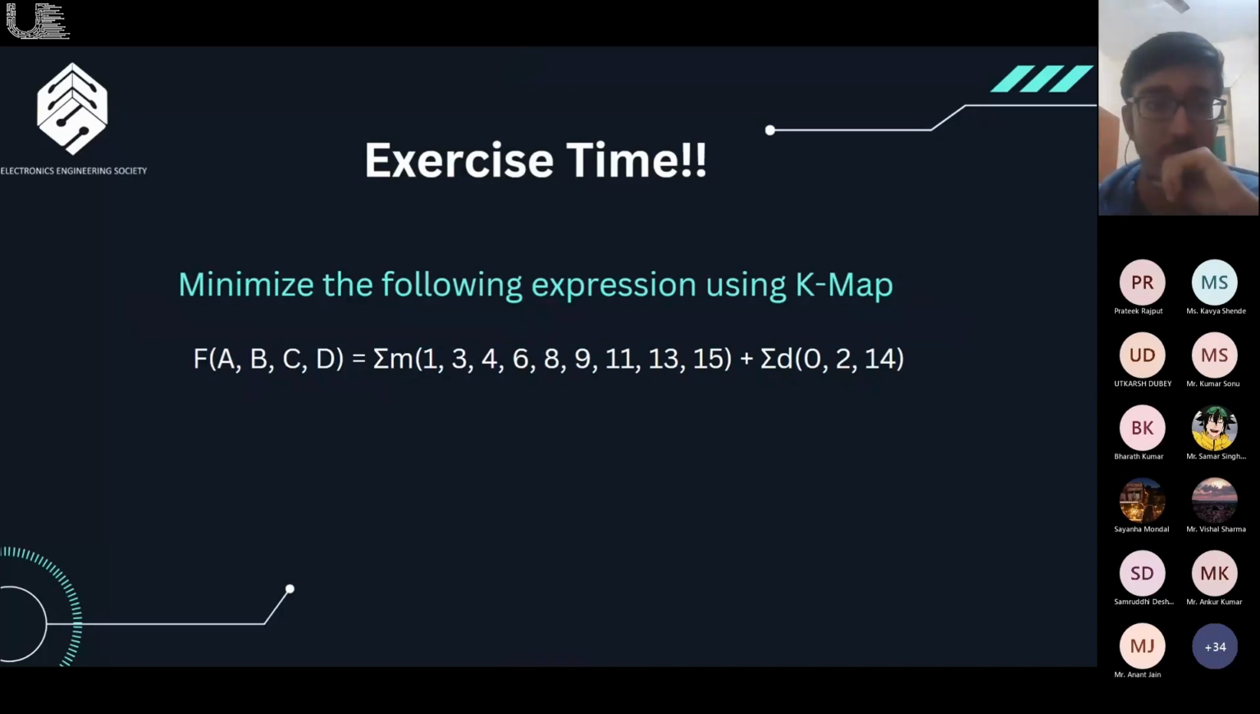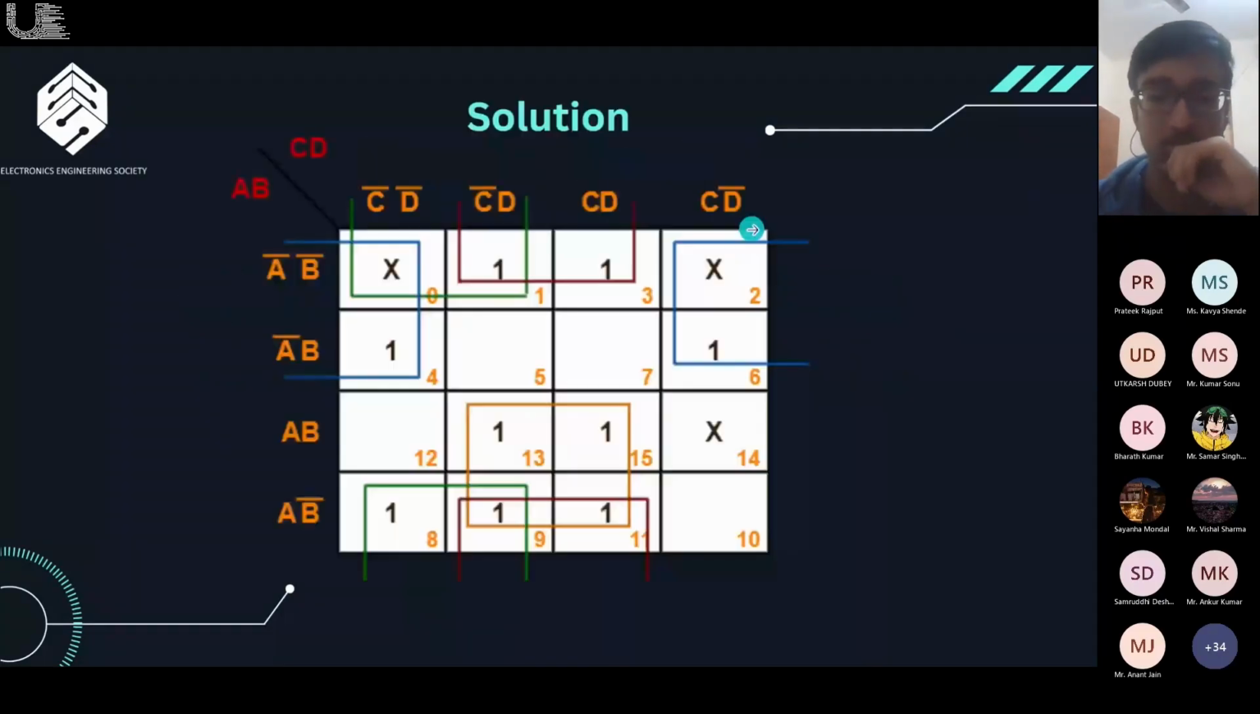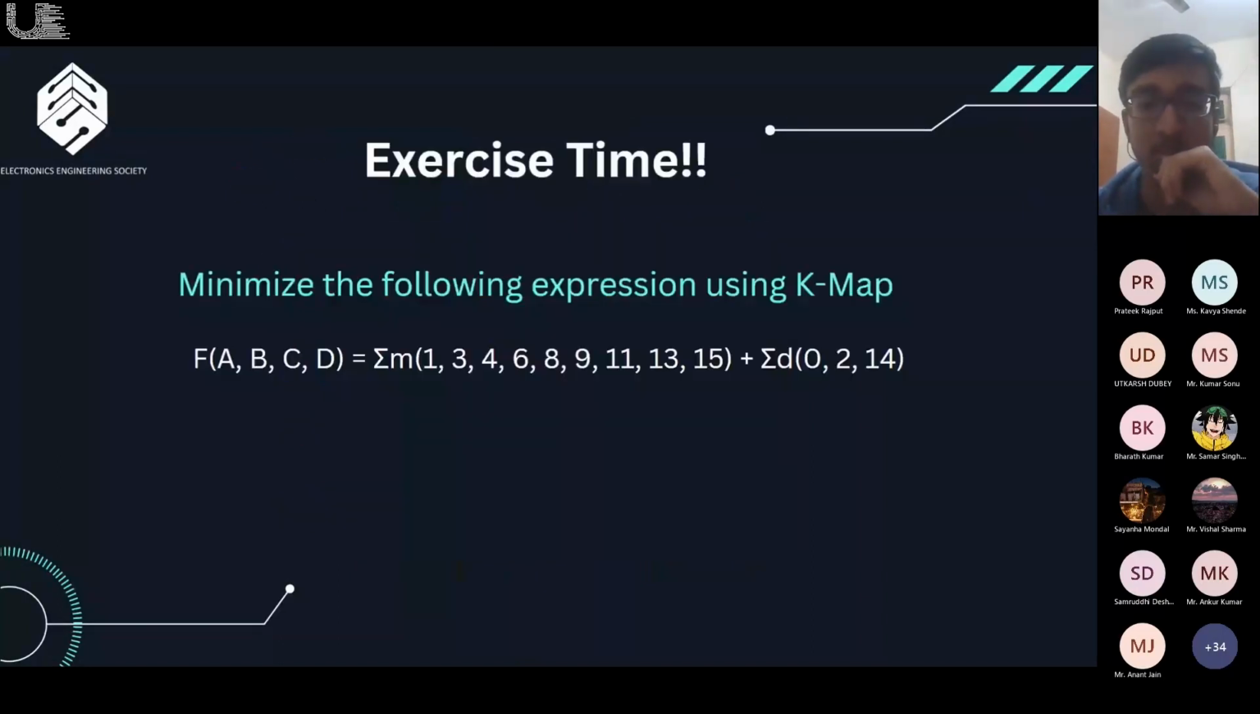So wait, I was sharing. So yeah, this is the solution as you can see. So what did you have? You have 1, 3, 4, 6, 8, 9, right? You fill in all the numbers. So for the other guys, you can have a look at the solution. Just understand. So again, you fill in all the numbers given inside the summation of m as ones, right?